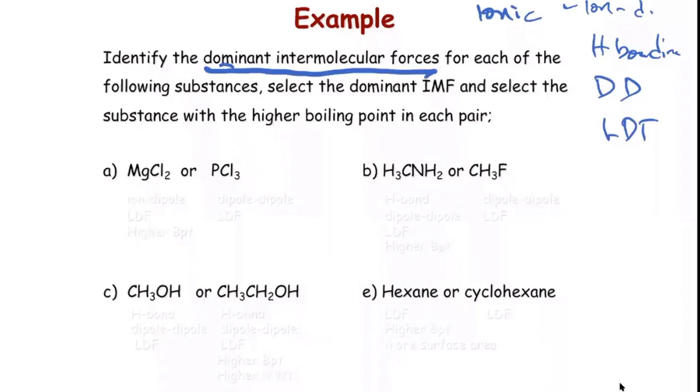This question has to do with identifying the dominant intermolecular force for each of the following substances. Select the dominant intermolecular force and select the substance with the higher boiling point. The higher boiling point is going to be the chemical with the most dominating intermolecular force.